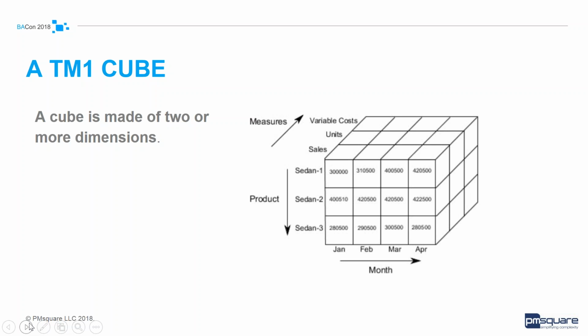The intersections of dimensions make up cells that house data. A single cell could contain the answer to a question regarding units sold, for example, Sedan 1 in February. In this example, we have 3 dimensions: product, month, measures. We could add more dimensions such as sales region and year to make the cube more powerful.